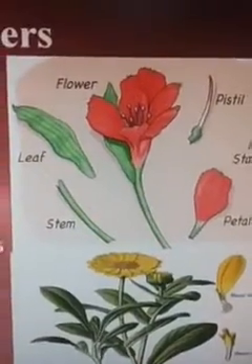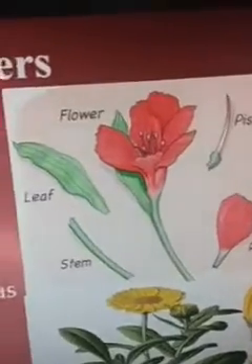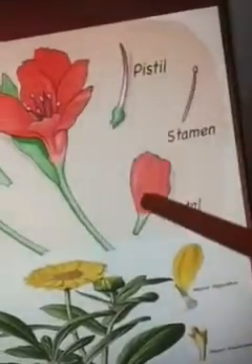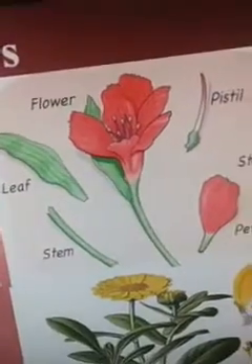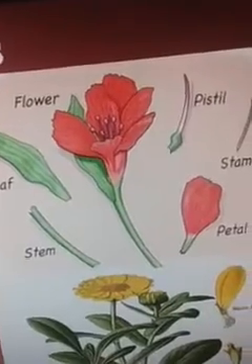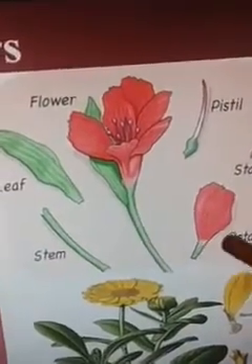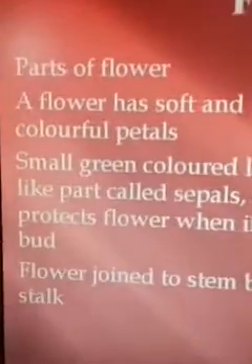This is a figure of a hibiscus flower. The hibiscus flower has red colored petals, no? See, this is a single petal. Here we have many petals, no? These are soft, very soft to touch, colorful petals. These are called petals. Small green colored leaf-like structures are called sepals.